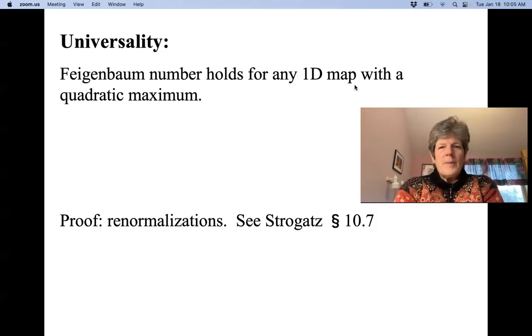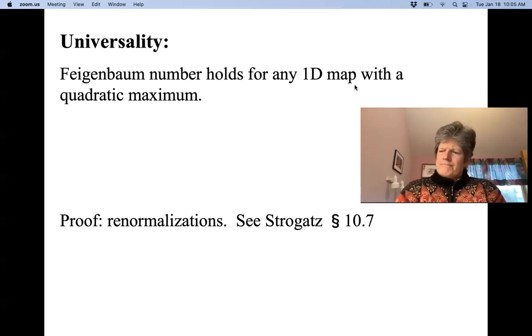So this goes well beyond the logistic map. It's true for the sine map. It's true for the tent map. It's true for any map that has a hump that looks kind of like a parabola. And the proof is in Strogatz. For those of you who are mathematicians, you might find that interesting. For computer scientists, you might not. It's about renormalizations and convergences of series of functions. This is optional reading, but again, the mathematicians in the room might be interested.